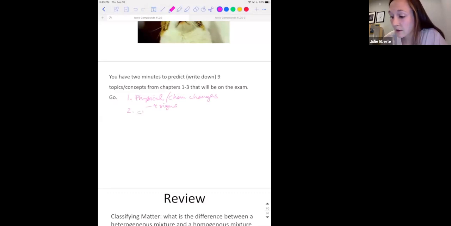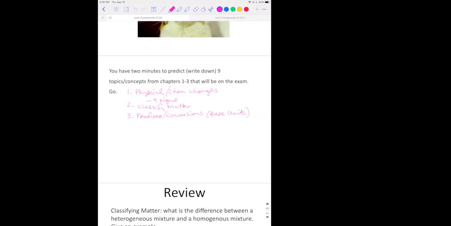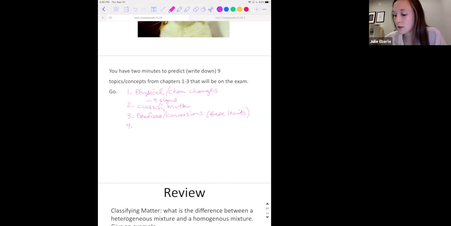Number 2, we talked about classifying matter as a pure substance, so an element or a compound, and then a mixture, heterogeneous or homogeneous. Know how to do that. 3, we talked about prefixes and conversions between prefixes. You need to know base units with that, which are kind of wadded in with that. The base unit for distance is the meter. The base unit for volume is the liter. The base unit for mass is the gram.